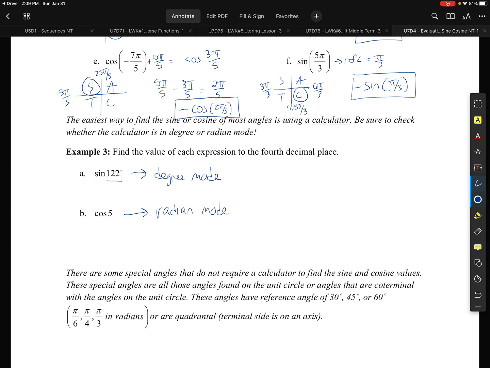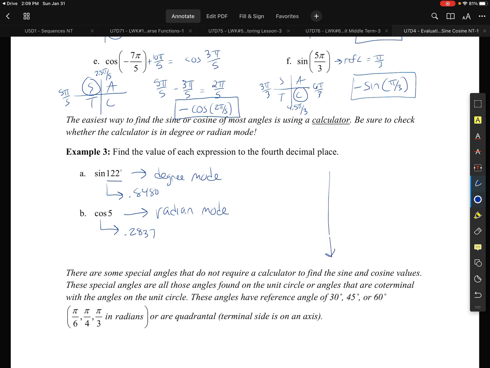And I'll always say, please ask me. If you're not sure, should I be in radian? Should I be in degree? Is that a radian? Is that a degree? Ask, I'll help. Alright, but if we're in the right mode, sine of 122 is 0.8480. Cos of 5, not cos of 5 degrees, cos of 5 radians is 0.2837. Yeah, I wrote the wrong number and I tried to fix it.